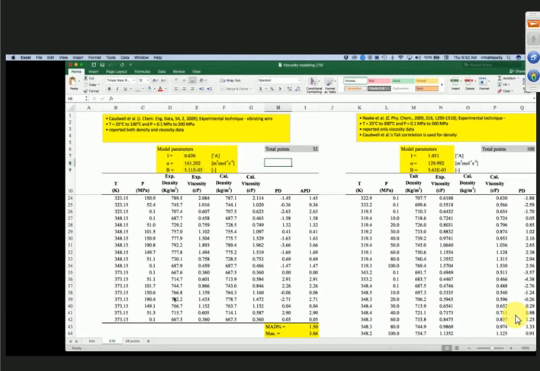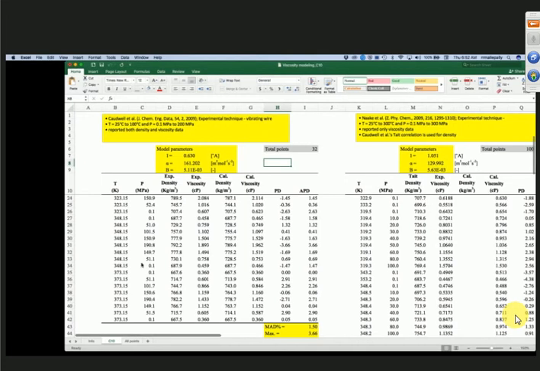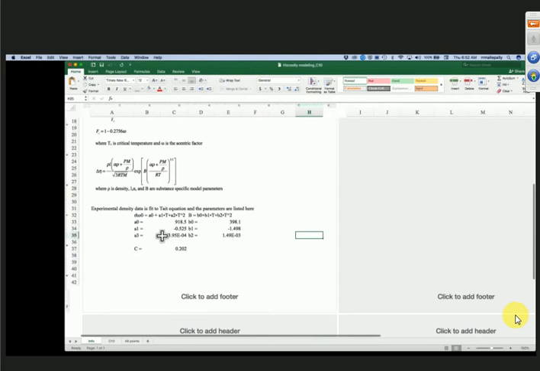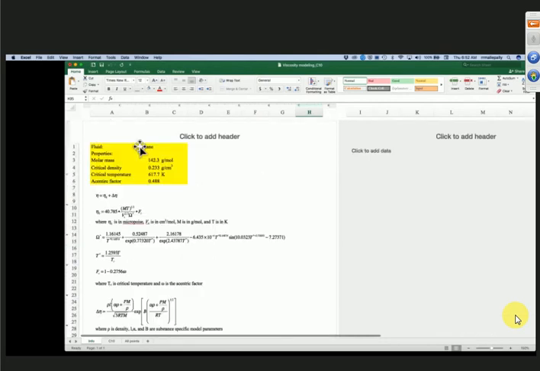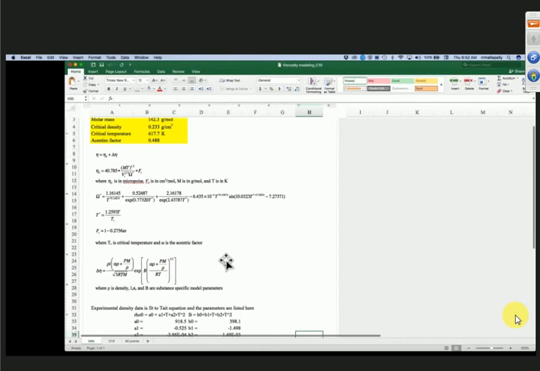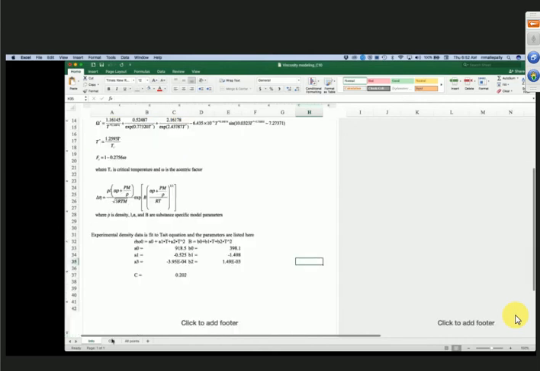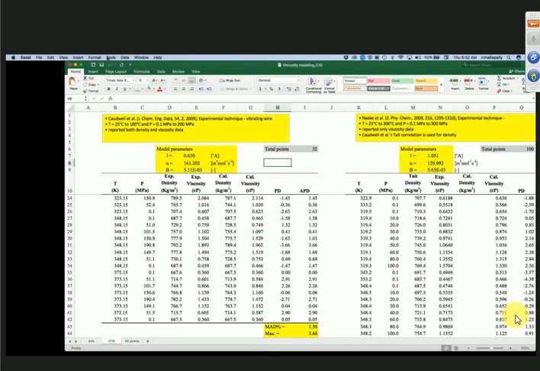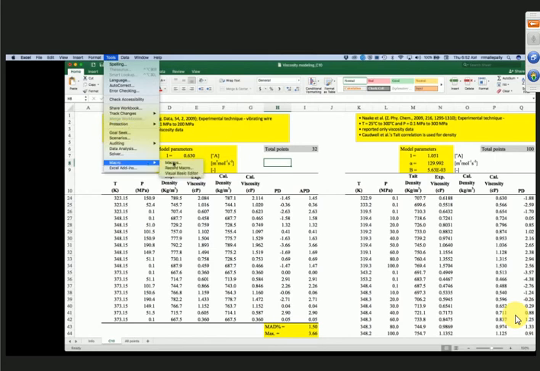So how do we do that? You have all sorts of equations. So here are the equations for the free volume theory. You need some input parameters. And by having these equations, you can now go and make your own program.